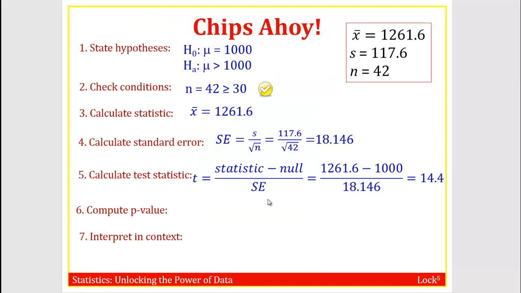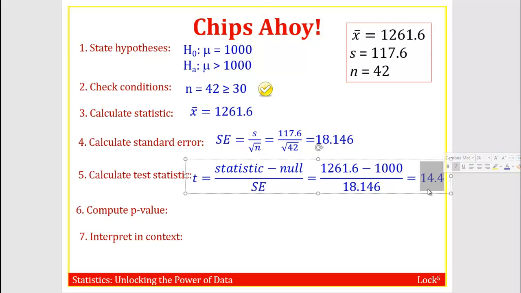So here's our formula for the test statistic. We take the 1,261.6 minus mu naught, and mu naught is just the value that we're claiming mu is under the null hypothesis. So in this case, that's 1,000. And we divide that by s over the square root of n. Now we already computed that standard error quantity, so we can just plug that right in to the denominator of our test statistic formula. And we get 14.4. So 14.4 is our test statistic.